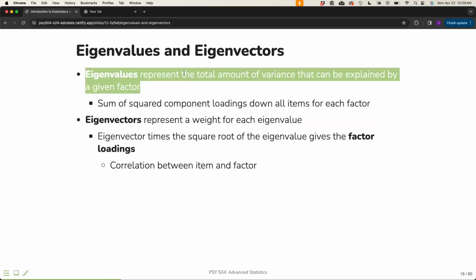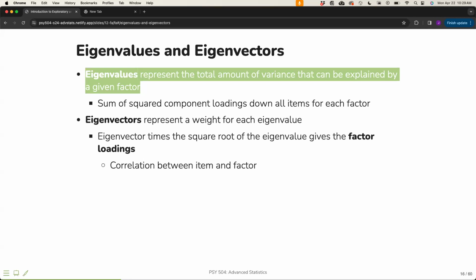All right. Before we jump into actually analyzing some data and conducting a factor analysis, there are two terms that we should define. One is eigenvalues and the other is eigenvectors. This is a very simplified representation of these things. There's some really complicated matrix algebra that underlies all of this, but we're not going to get into that. Generally speaking, eigenvalues represent the total amount of variance that can be explained by a given factor. So this represents factor importance. The higher the eigenvalue, the more variance that it explains.